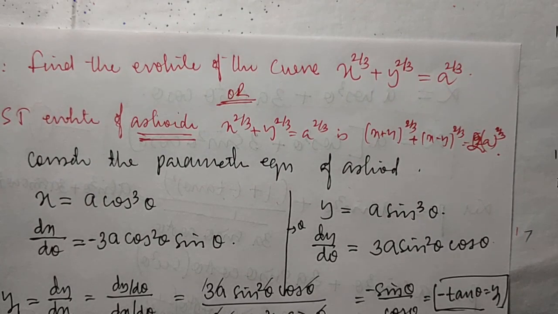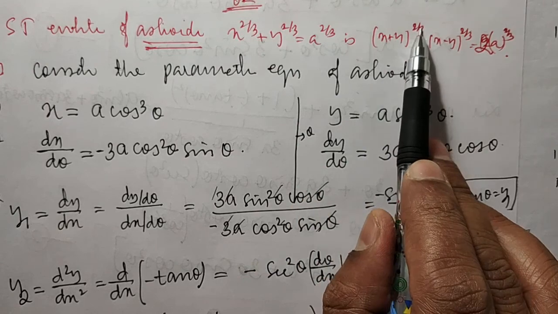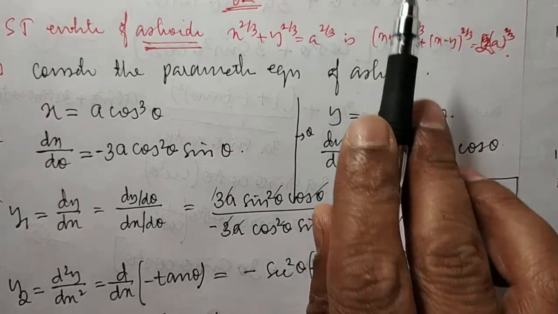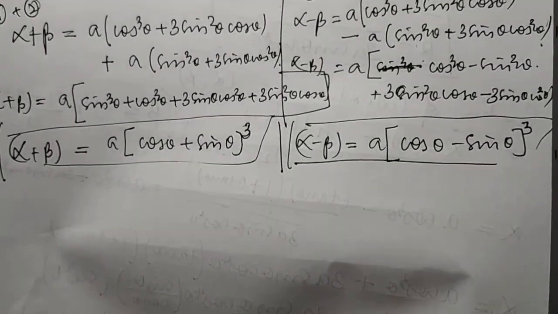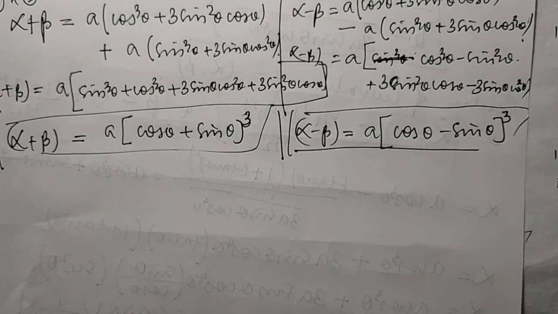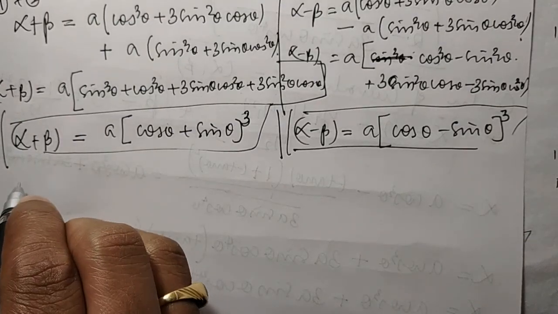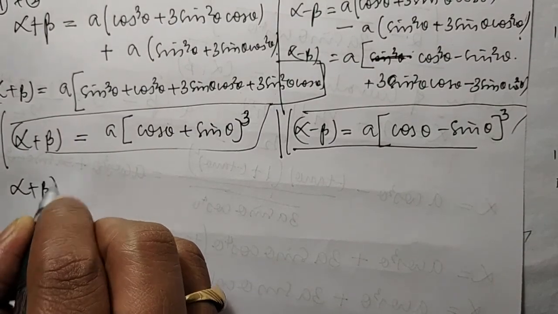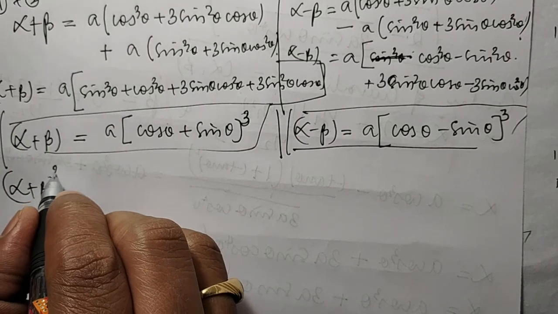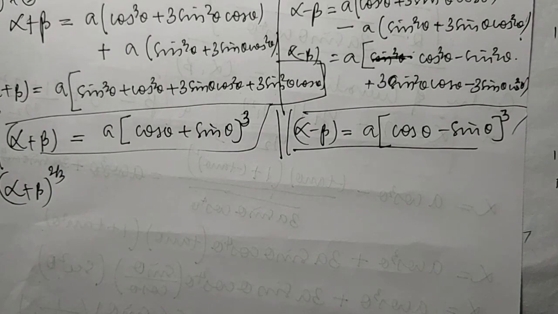Okay, then what is to be calculated? We can see the other part says x plus y raised to this, which means we need to add these two, and here it is directly given. So what to do? We need to take the power on both sides. Let us take the power alpha plus beta raised to 2 by 3. What do we take? We'll take raised to 2 by 3 or 3 by 2.